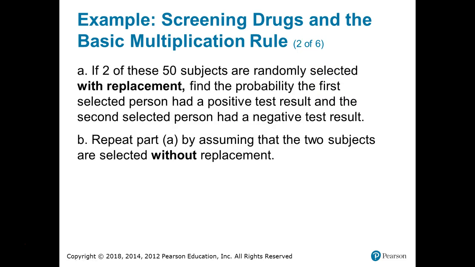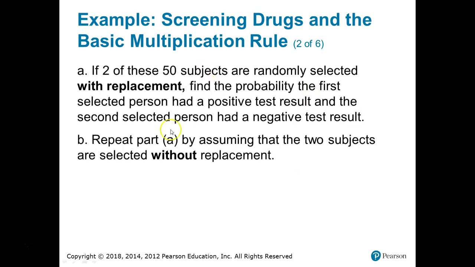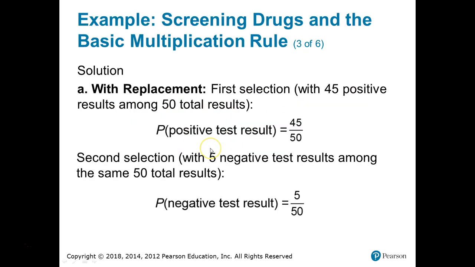Okay? So let's look at A. If 2 of these 50 subjects are randomly selected with replacement, find the probability that the first selected person has a positive test result and the second person has a negative test result. We'll go to B after. So now we are talking with replacement. We want to know the first selection has a positive test result. That's easy. It's just going to be 45 over 50.